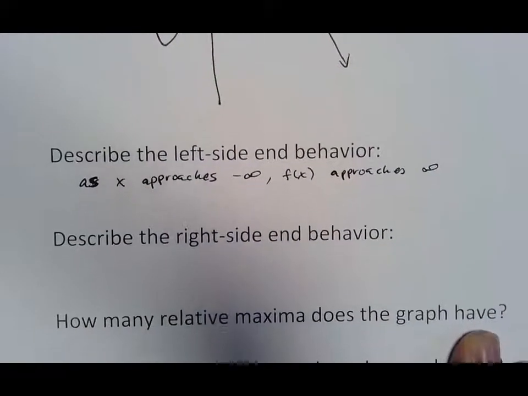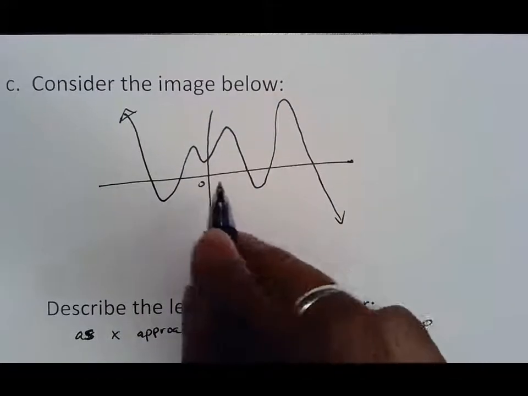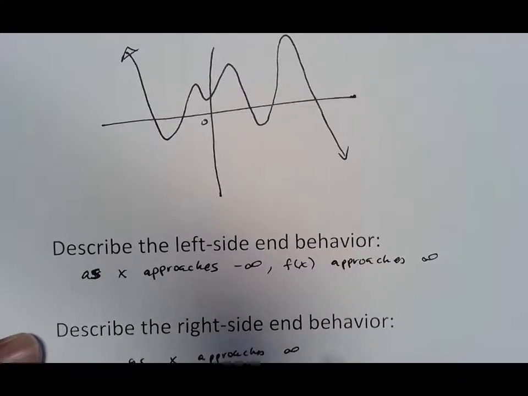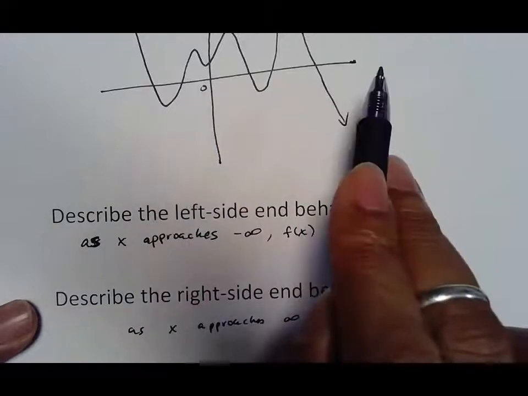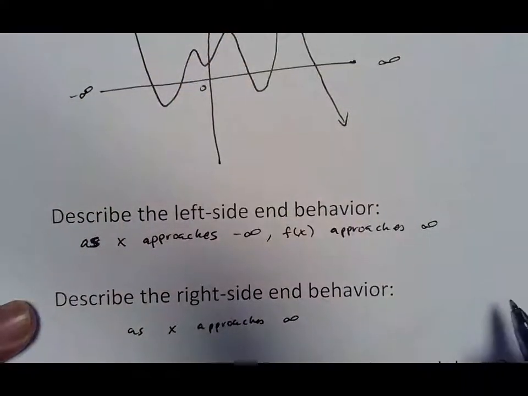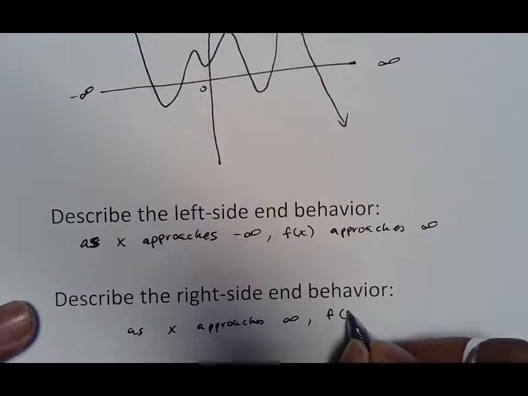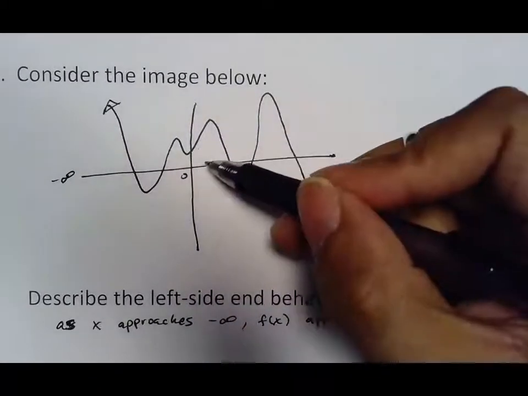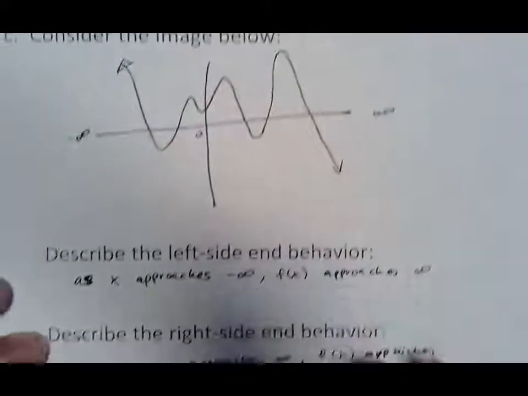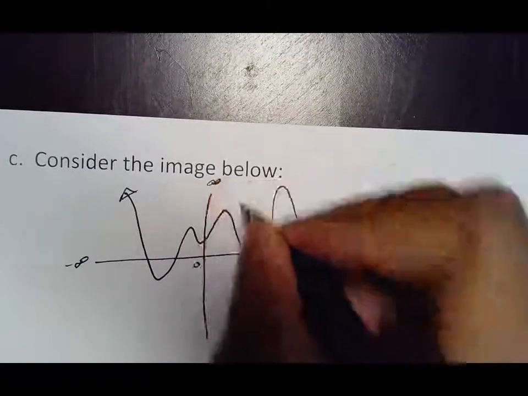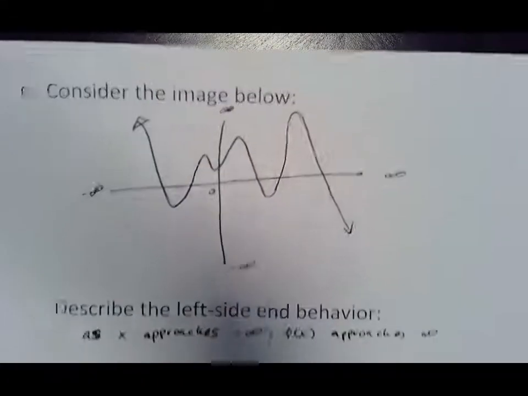The right side behavior on this graph is, as x approaches infinity, because remember, infinity is to the right for x, because again, x positive infinity, x negative infinity. So as x approaches infinity, f of x approaches what? As you go to the right, the graph is going down. How do I show down for f of x? That would be -infinity, because again, that would be your infinity, that would be your -infinity, and that is what you're looking at.